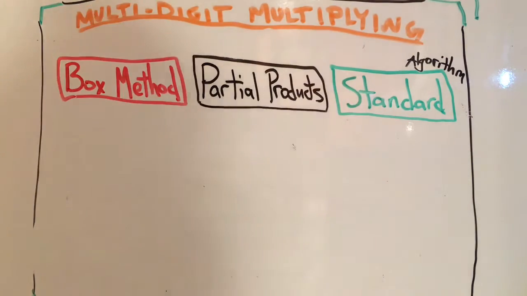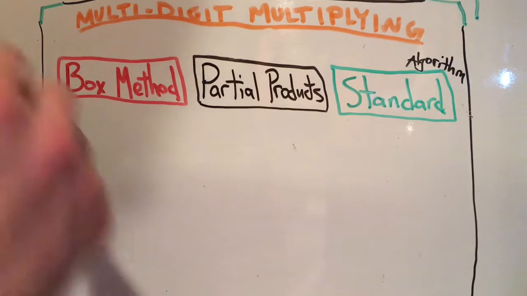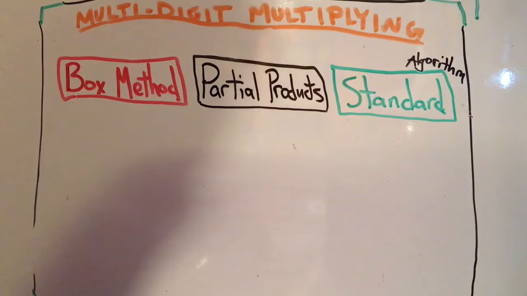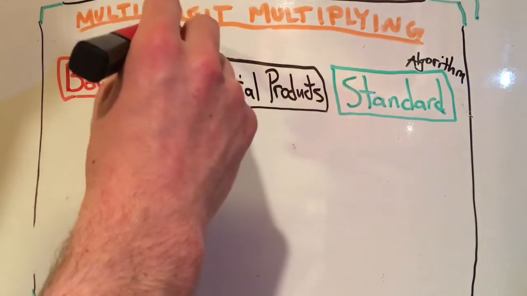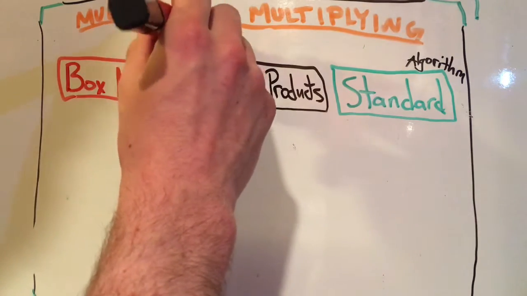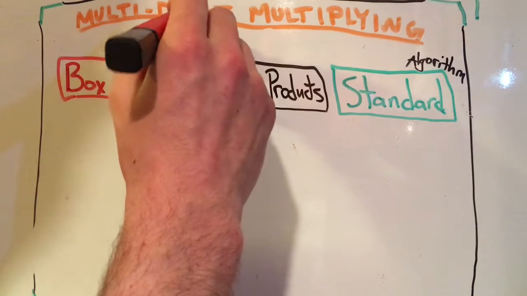Hi there, this is episode 2 in our whiteboard tutorial series on multi-digit multiplying. The second problem is going to involve 2 digits times 2 digits. If you wanted something times just one digit, like 2 or 3 digits times a one-digit number, you want another tutorial that we did earlier.